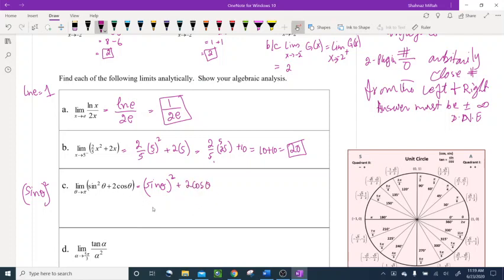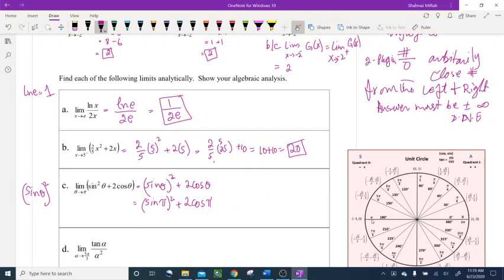So now let's do direct substitution here. If I do direct substitution, it's going to give me sine pi whole squared plus 2 cosine pi. Now, what is sine pi?